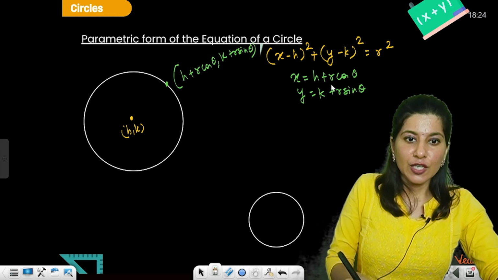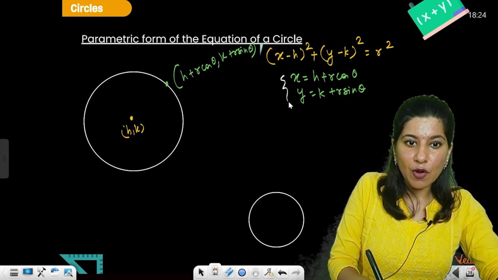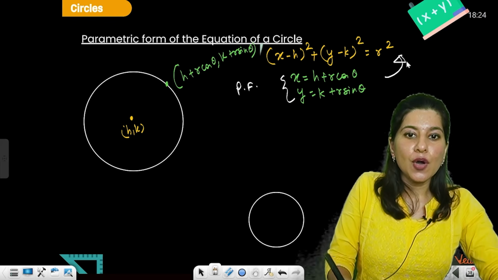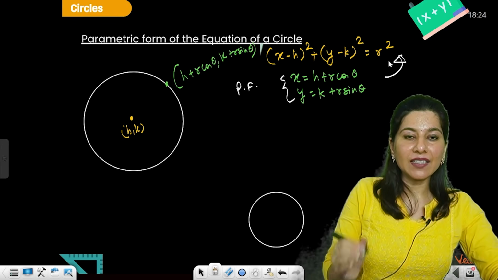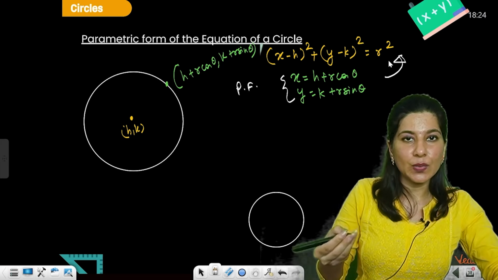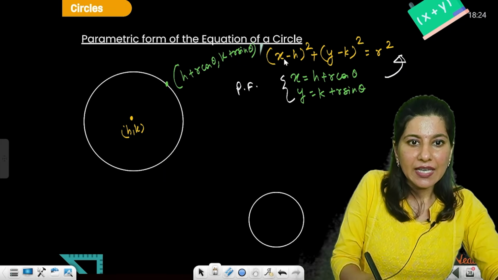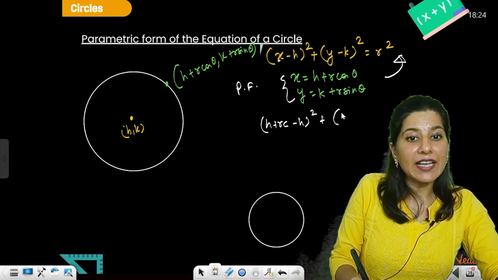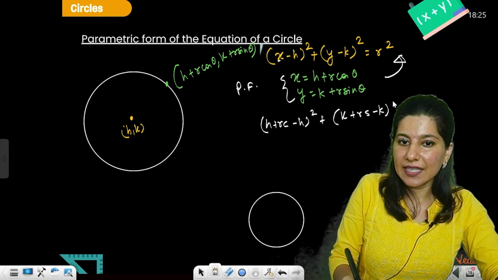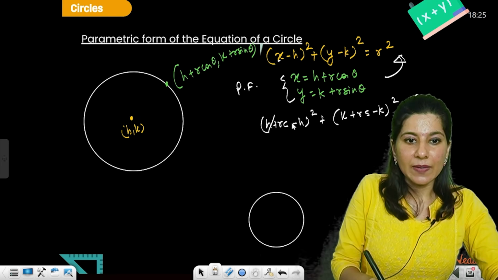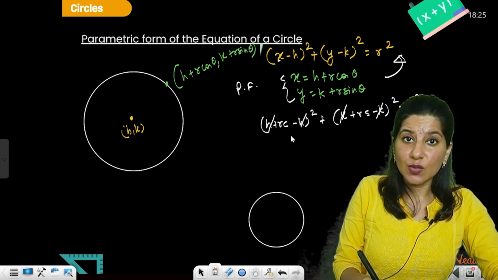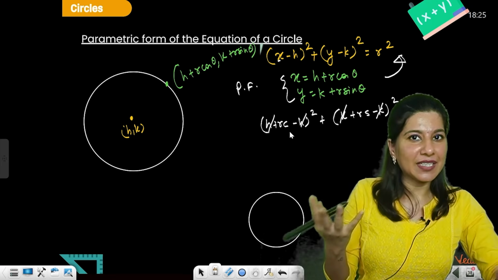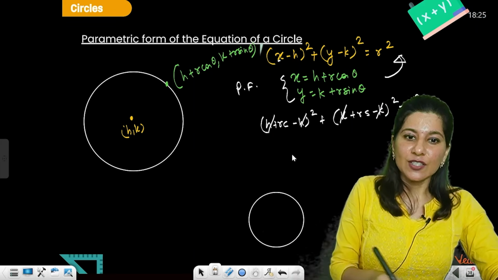The moment you put the parametric form into the standard equation of the circle, you will find that eventually it becomes cos square theta plus sine square theta equals 1. Let's just do that. X is replaced by h plus r cos theta, minus h as it is. Y is replaced by k plus r sine theta, minus k as it is, equals r square. H cancels, k cancels, r square cos square theta plus r square sine square theta equals r square. R square cancels, and again sine square theta plus cos square theta is 1. Okay, so this is how it is.